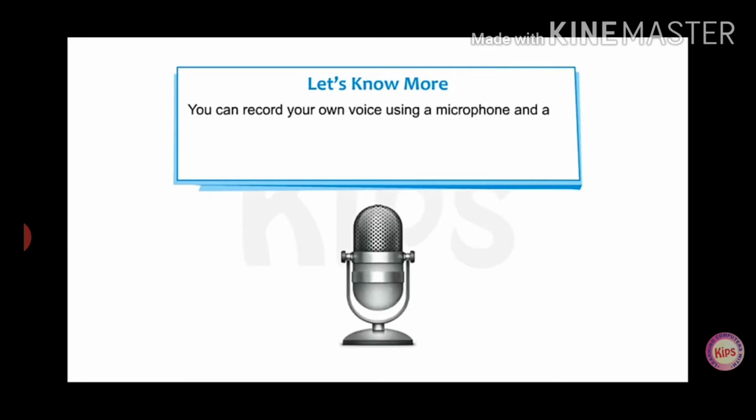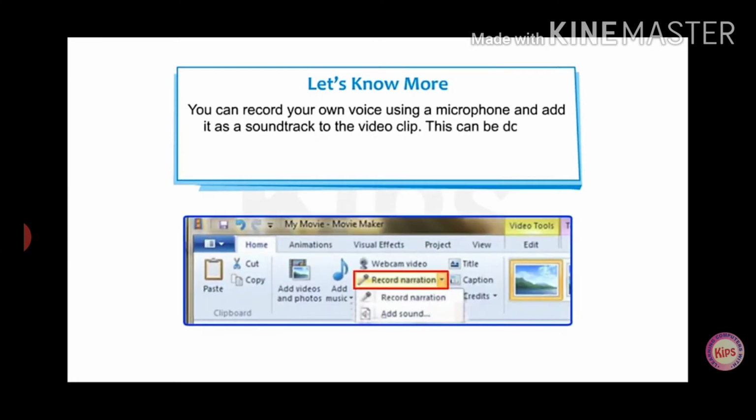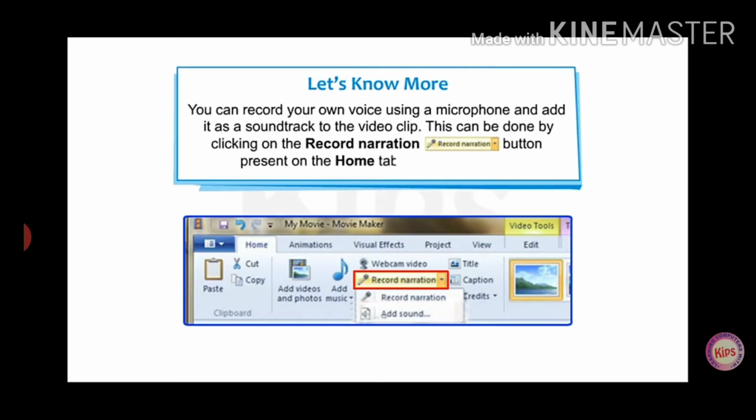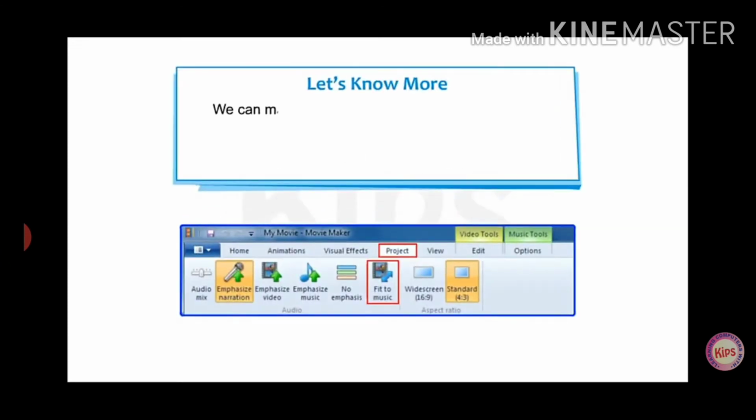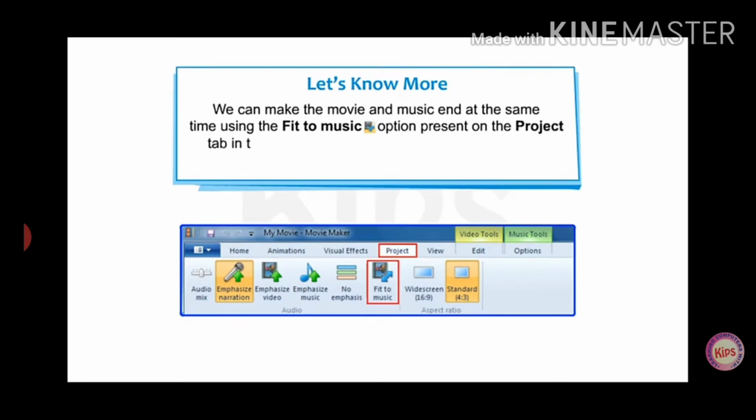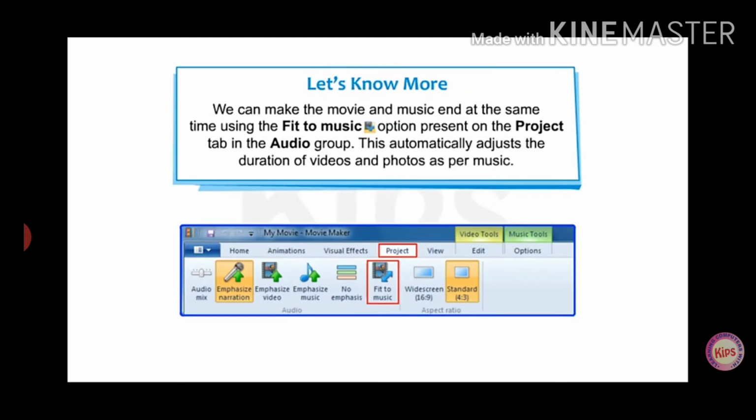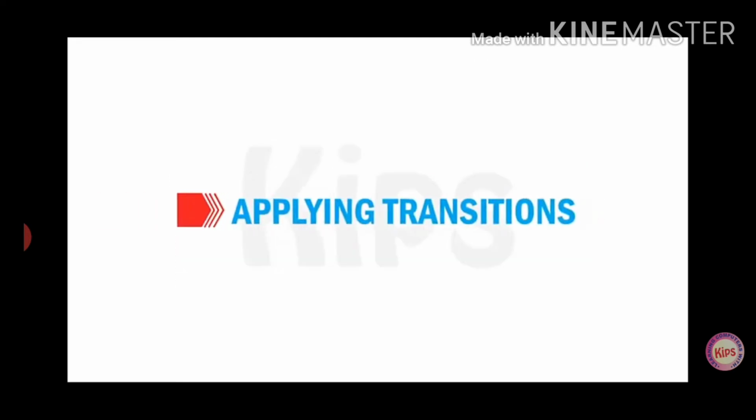You can record your own voice using a microphone and add it as a soundtrack to the video clip. This can be done by clicking on the Record Narration button present on the Home tab in the Add group. Now let's learn more. We can synchronize the movie and the music using the Fit to Music option present on the Project tab in the Audio group. This automatically adjusts the duration of videos and photos as per the music.